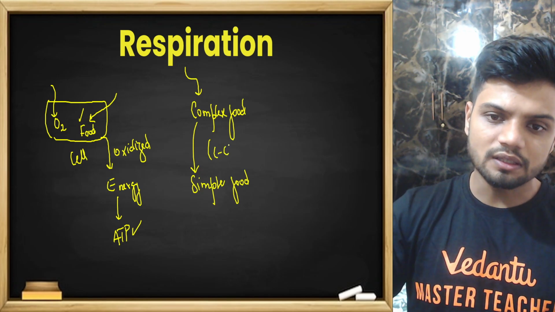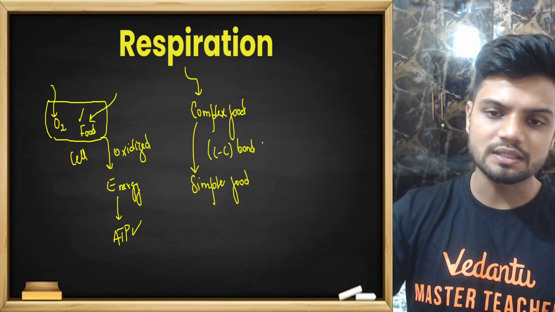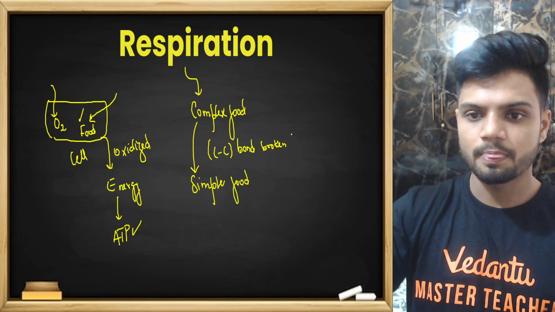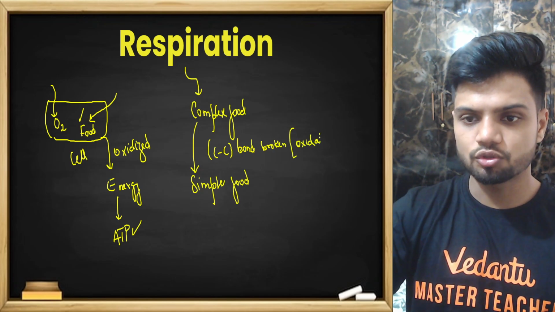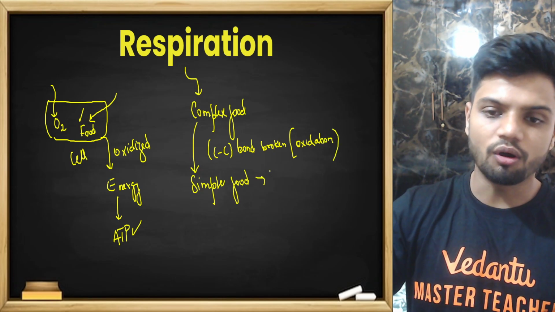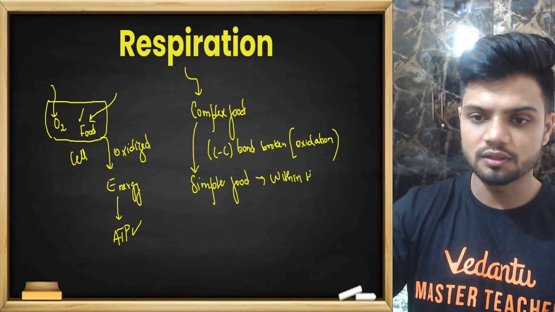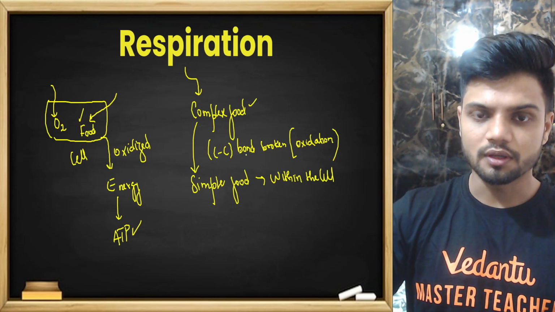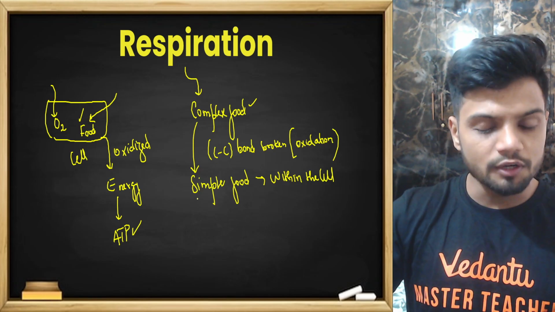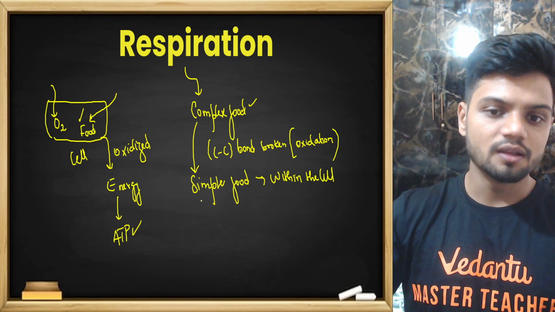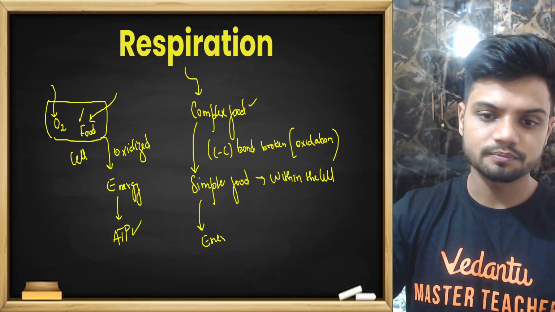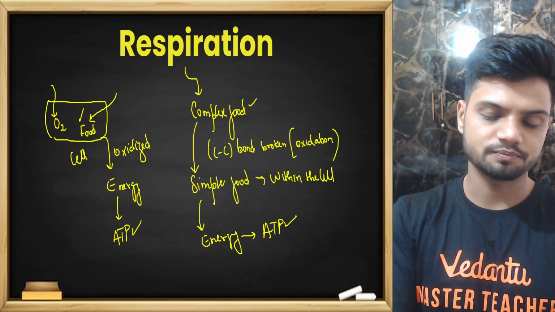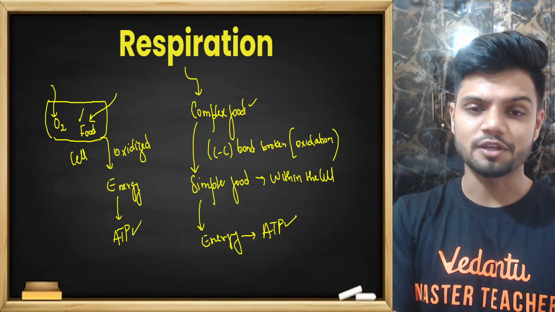And what is happening here? The carbon-carbon bond is broken. In the process, the carbon-carbon bond is broken here. How? With the help of oxidation. And where is it happening? All of it is happening within the cell. When the complex food's carbon-carbon bond is broken down by oxidation and converted into simple food within the cell, this entire process will release energy. Energy is stored in the form of ATP. This entire process is called respiration.